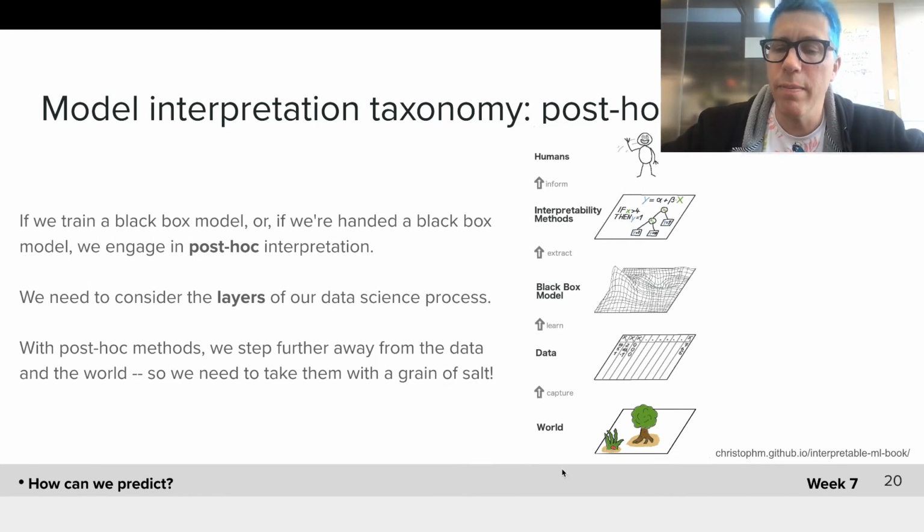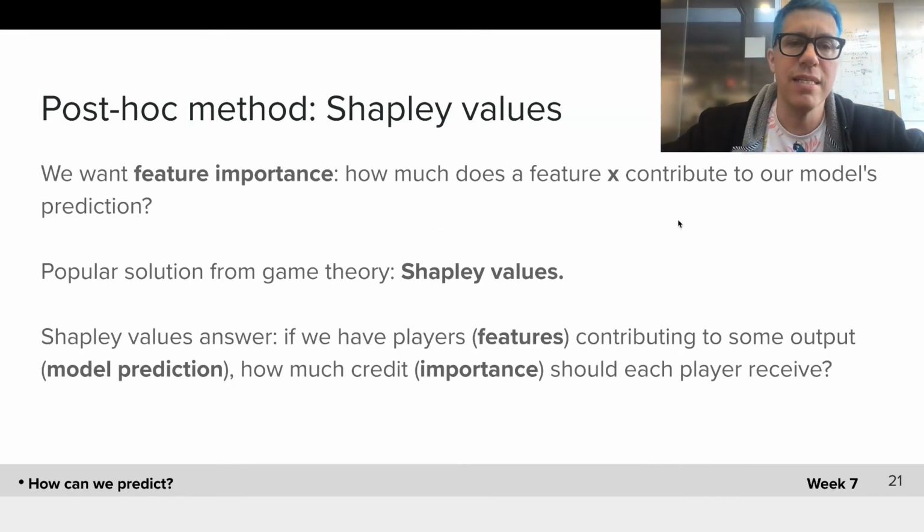So here's one way of thinking about it. We have the world. The world is expressed by data. It is modeled as some kind of a black box model. And then we try and use interpretability models to explain to us how the black box model works, and then hopefully we as humans can understand it.